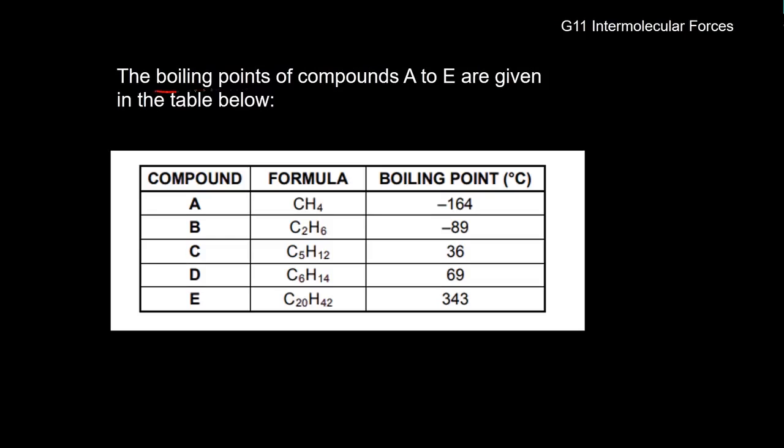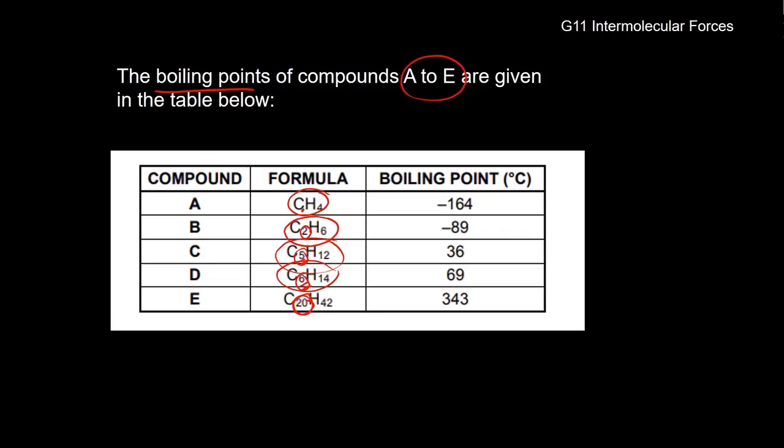So the first question says, the boiling points of compounds A to E are given in the table below. And if we check these out, we can see that A is CH4. And as we go down the list, can you see that the number of carbons starts to increase? So the first one, carbon 1, then there are 2 carbons, then there are 5, then there are 6, then there are 20. So that's telling you that these compounds are getting bigger and bigger and bigger, okay? Or these molecules are getting bigger.